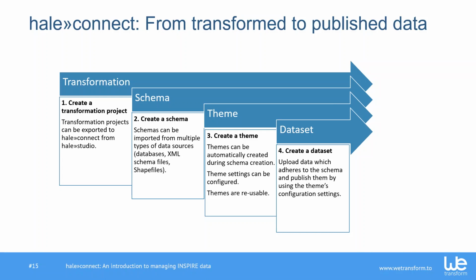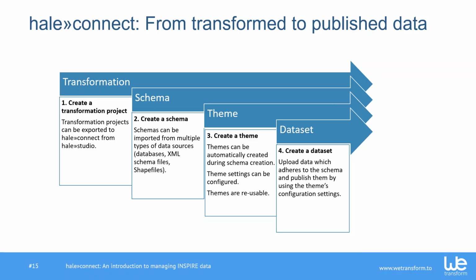So the first step is typically creating a transformation project in Hale Studio, which is our desktop software that we also offer, and we offer a lot of webinars on that as well. Once you're in Hale Studio and you have your transformation project completed, then you can export it directly onto the Hale Connect platform. Then it's available as an online resource.